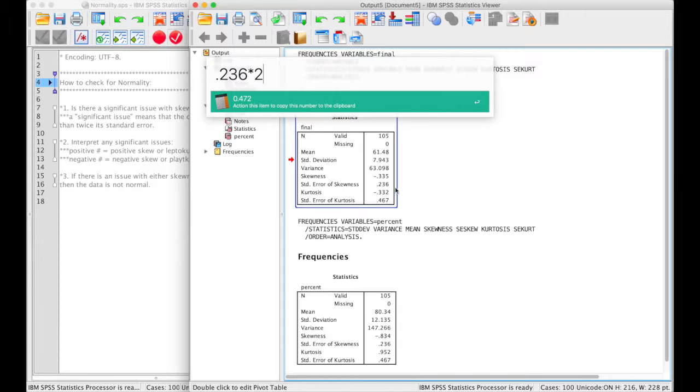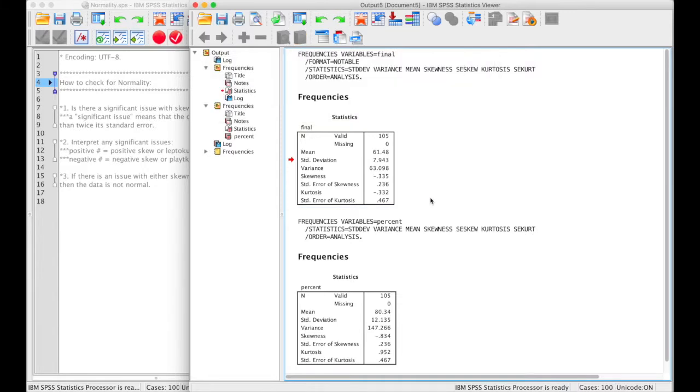In this case, I take the standard error of skewness and I times it by 2 to get 0.472. The coefficient of skewness is only 0.335, so it is not bigger, which means that there's no significant issue with skew. You can also check for kurtosis by timesing the standard error by 2 and seeing whether the coefficient of kurtosis is larger or smaller. This one is smaller than twice its standard error, so there's no issue with kurtosis. So in this case, our variable can be considered normally distributed.